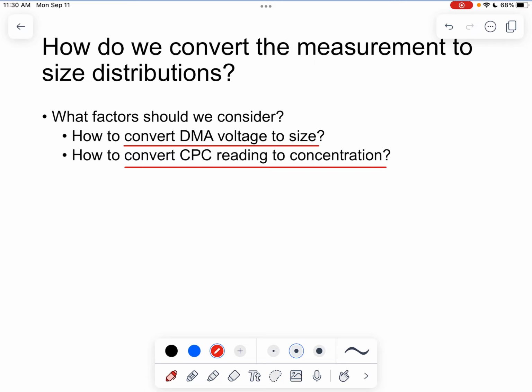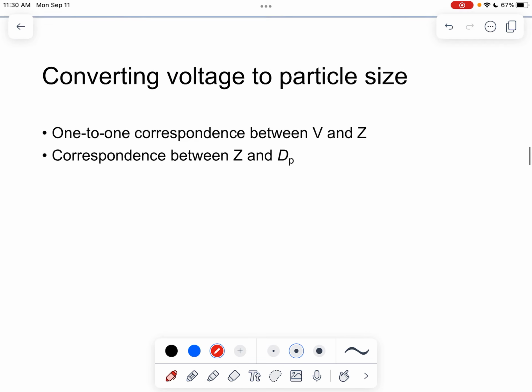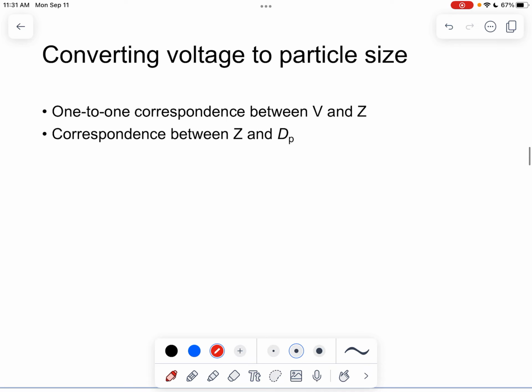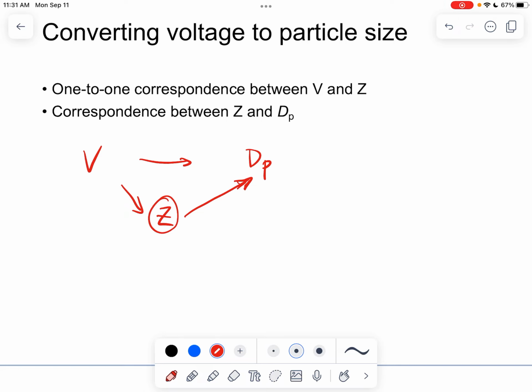This is a two-step process, right? First, we need to convert the DMA voltage to particle size. And the second step is to convert the CPC reading to concentration or to size distribution. So we'll talk about the DMA voltage to size conversion first. Basically, this conversion is bridged through the electrical mobility, right? Because we said that at a certain voltage, only particles with a certain electrical mobility are getting collected. And further, the electrical mobility is related to the particle size.